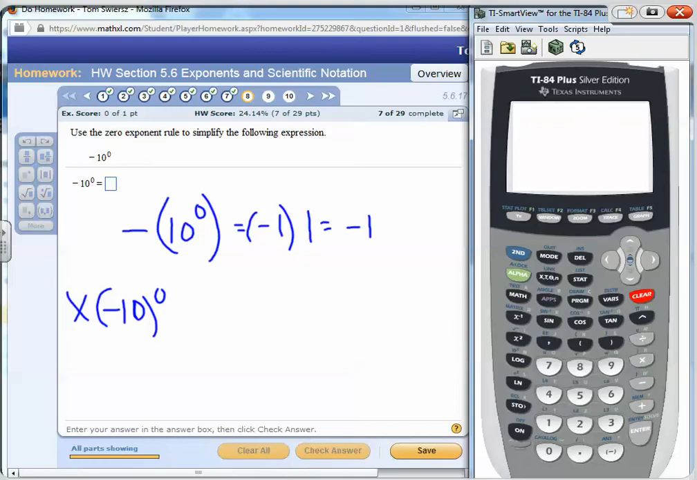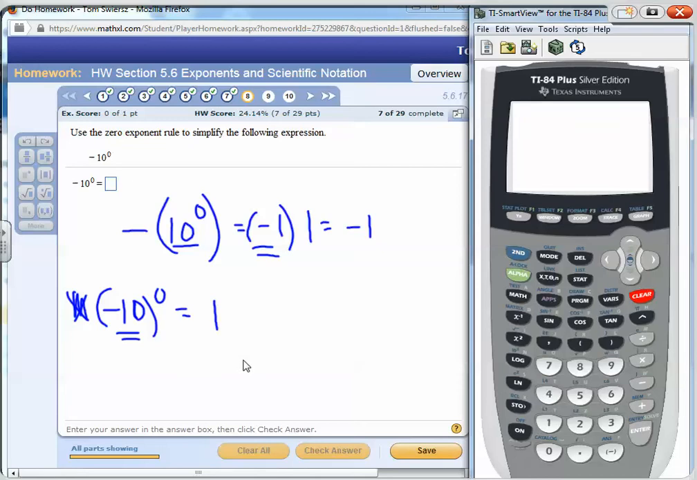But if the original problem was negative 10 to the 0, any number to the 0 power is 1 because the negative is part of the base, making it negative 10 here. Here the base is 10, and then the opposite is like multiplying by negative 1. So 10 to the 0 power is 1. Negative 1 times 1 is negative 1. So be careful. That's probably the most confusing concept in this section.